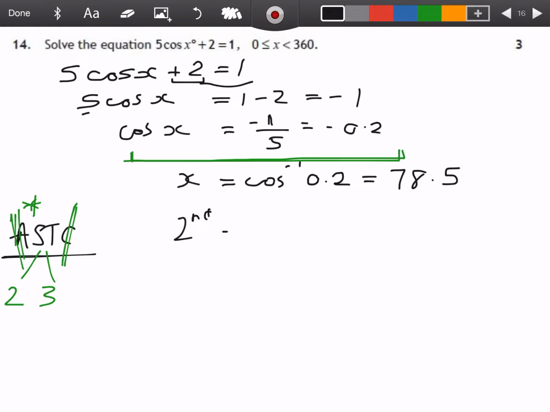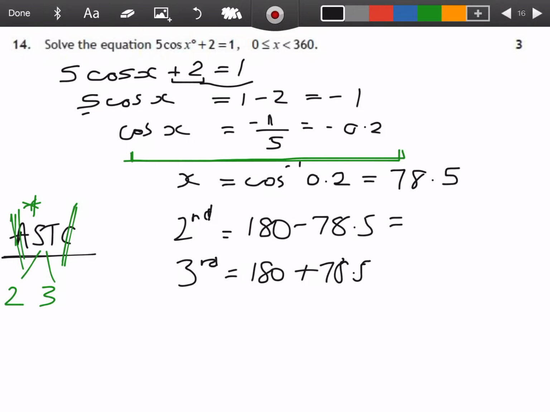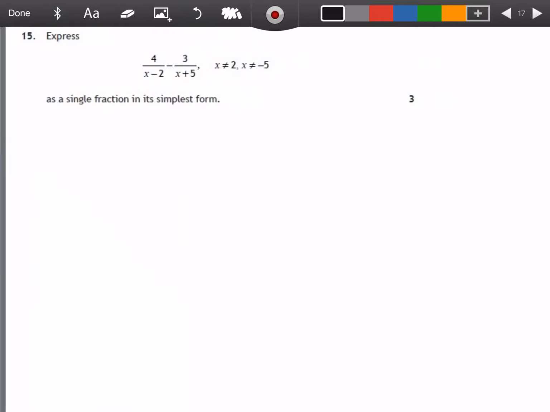So the calculator answer, the 78.5, that was the first quadrant answer. That's not one of our solutions. We are looking for the second. So we do 180 minus 78.5. And how do we get the third? We do 180 plus the 78.5. Okay. 101.5 is our second quadrant answer. And our third quadrant answer, 258.5.